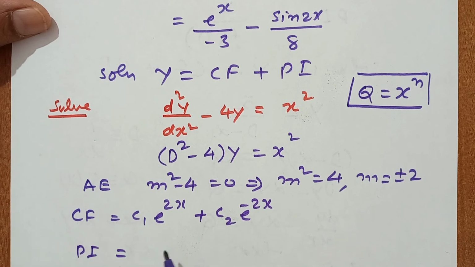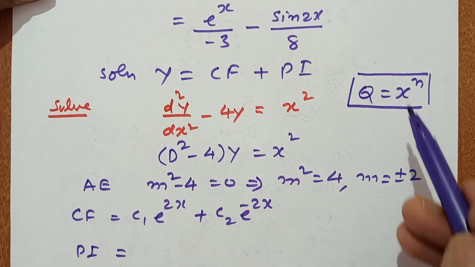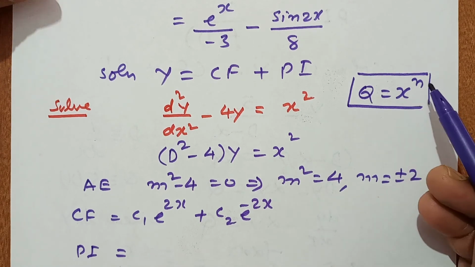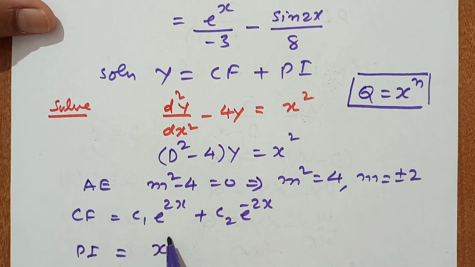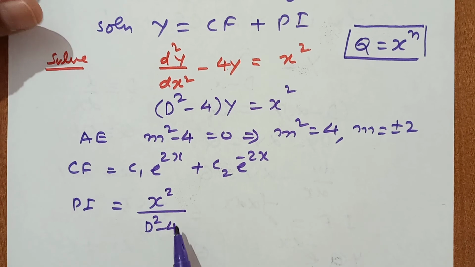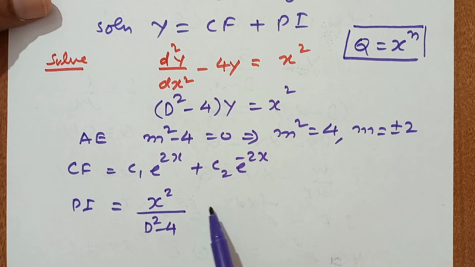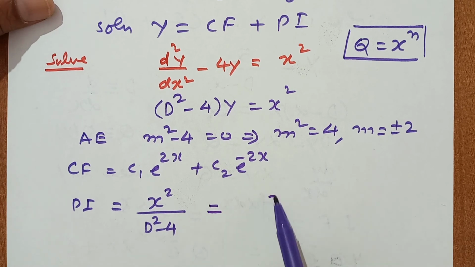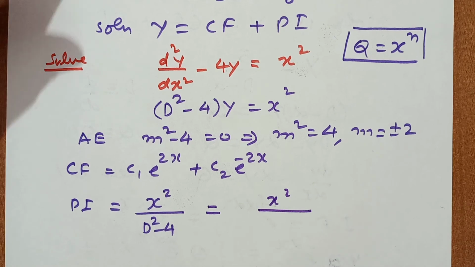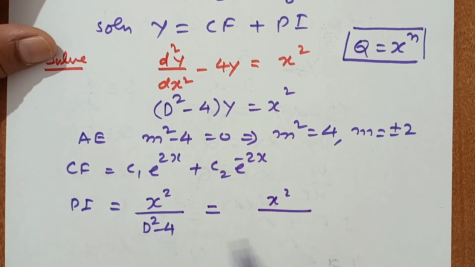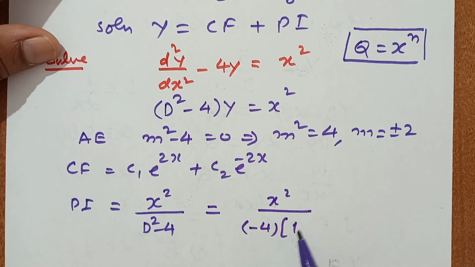So here for the particular integral, the right hand side Q is either x, x square, x cube. So Q is x square upon f(D), D square minus 4. So in this case our aim is to find the value of this thing in the numerator. So here x square upon D square minus 4: first you take common constants, here minus 4, so we take common minus 4, so this is 1 minus D square upon 4.